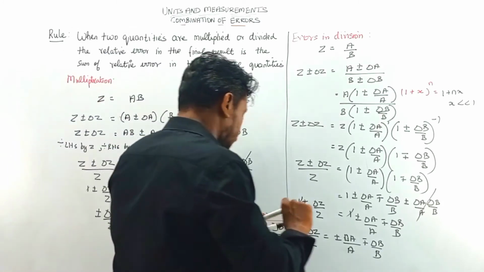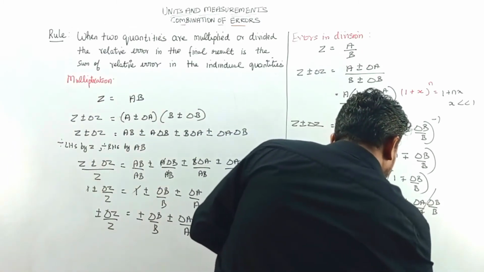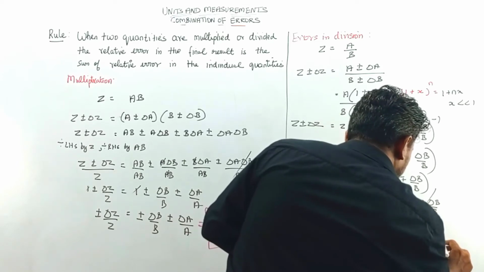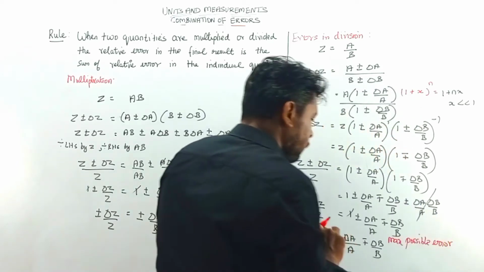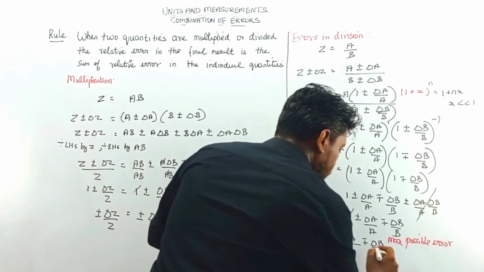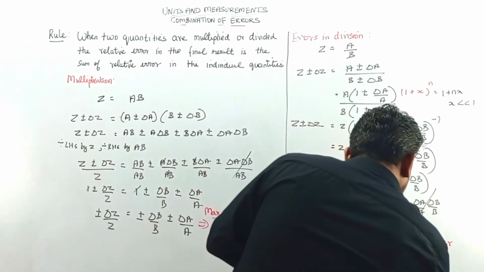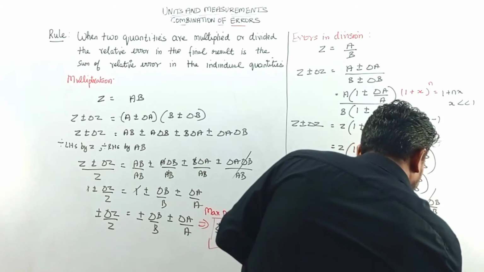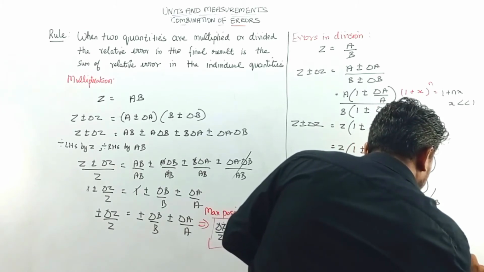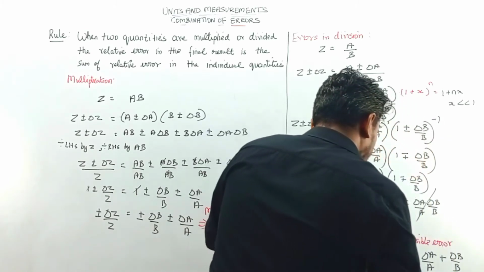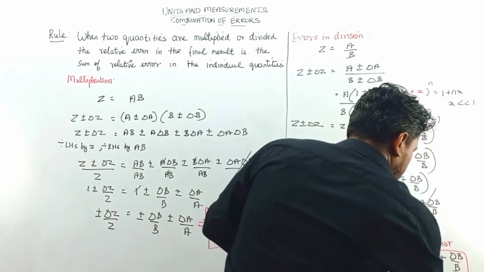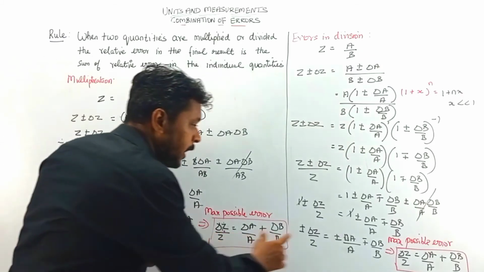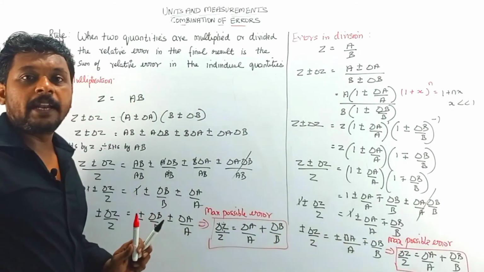From this the maximum possible error can be written as delta z by z is equal to delta a by a plus delta b by b. So this is the maximum possible error. Now we can see that for multiplication and division you are having the same relative error concept.